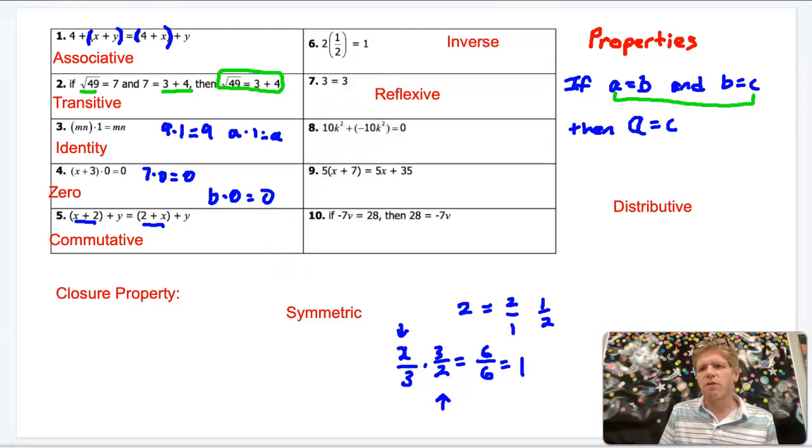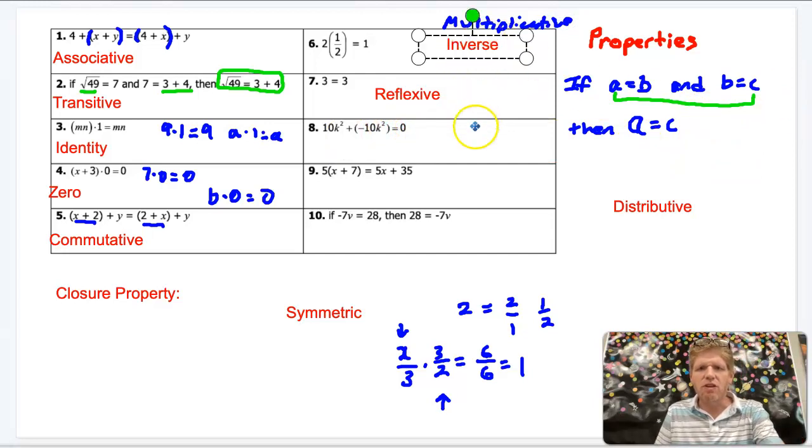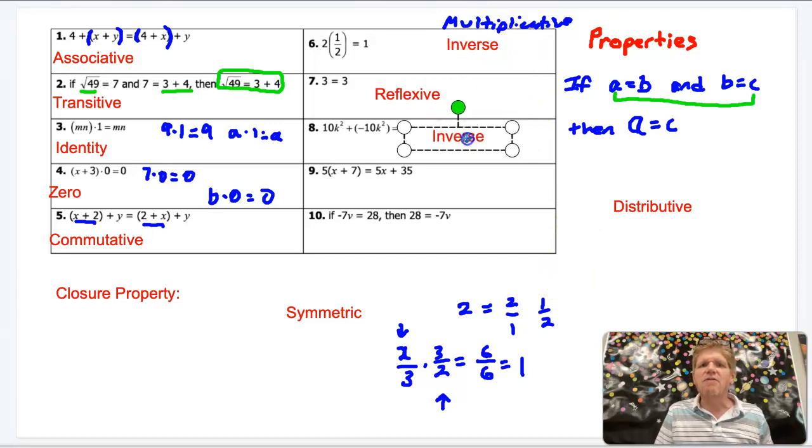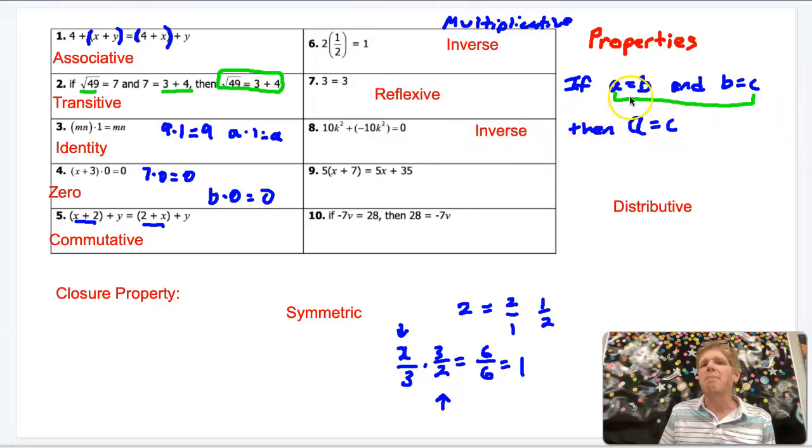Now, this is also a version of the inverse property. This is called the additive inverse. This was the multiplicative inverse, right? Because we're using it with multiplication. This is the additive inverse property. So we have the inverse property again. It's just that this one is done with addition. Now, the additive inverse of a number is its opposite. So, for example, the additive inverse of 5 is -5. Additive inverse of -4 is 4.